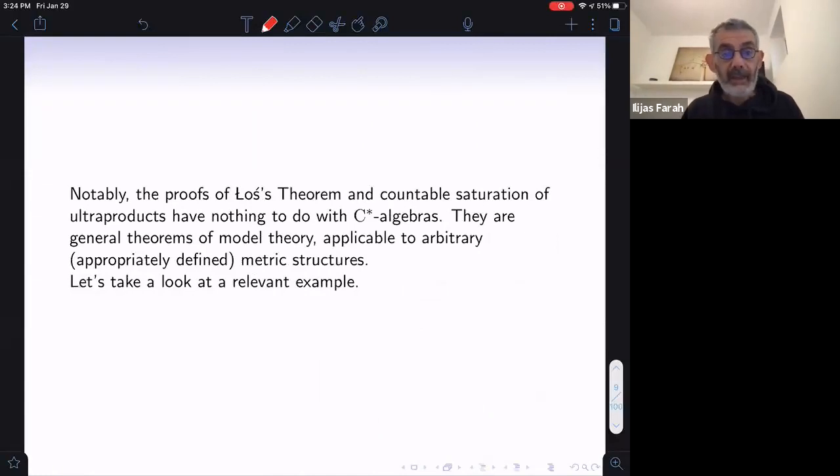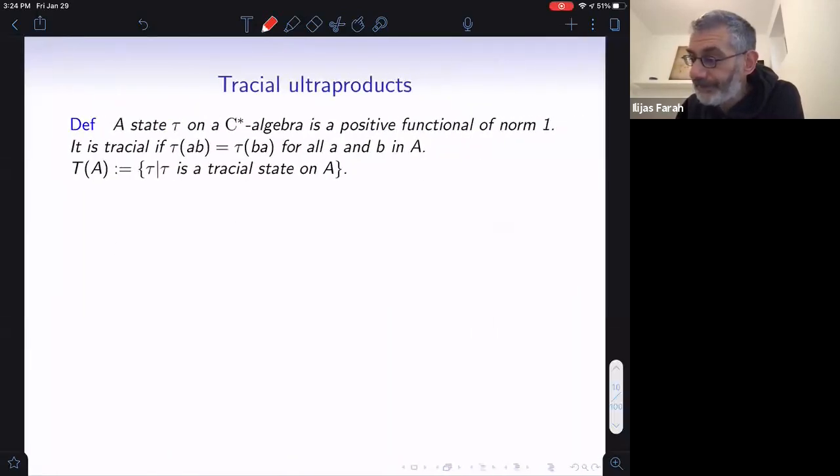Okay, so back to the generalities. As I said, the proofs of Łoś's theorem and countable saturation have nothing to do with C-star algebras. So they're just general theorems talking about arbitrary metric structures. There is a technical notion of what exactly a metric structure is. Instead of defining it, I'll just take a look at two relevant examples for us here. So here is the first one.